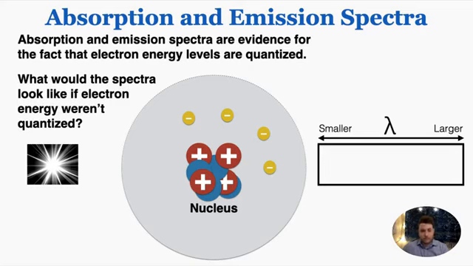But one thing that would happen is because the electrons are able to exist at any energy level, they can now absorb any wavelength of photon.